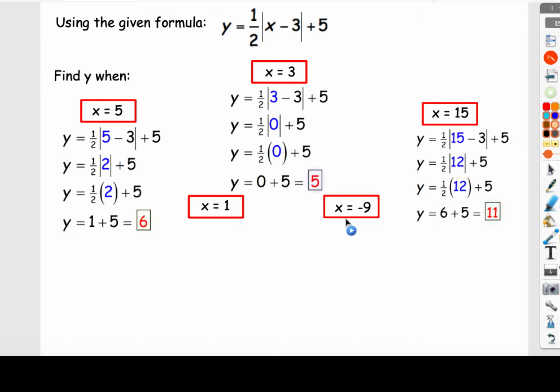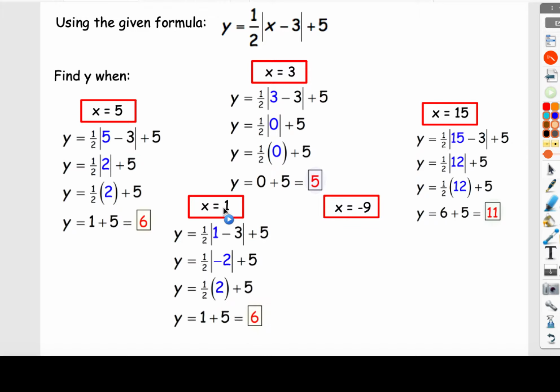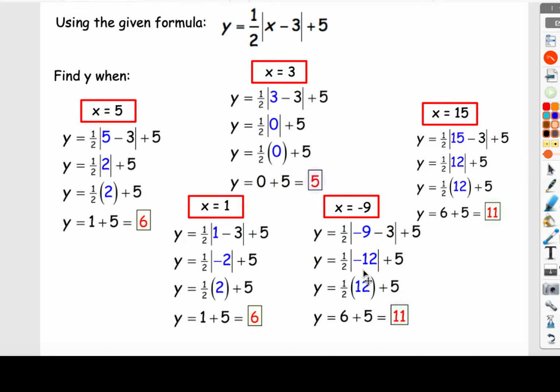But now, look what happens when we plug these two numbers on the bottom in. When I plug in 1, we subtract and get negative 2. The absolute value of negative 2 is positive 2. Remember, the absolute value is the distance from 0, and both 2 and negative 2 are 2 units from 0. So again, the absolute value becomes a positive number. We still cut that number in half, then we add 5 afterwards. Negative 9 minus 3 is negative 12. Again, the absolute value of negative 12 is positive 12. Cut that number in half, add 5, we get 11.